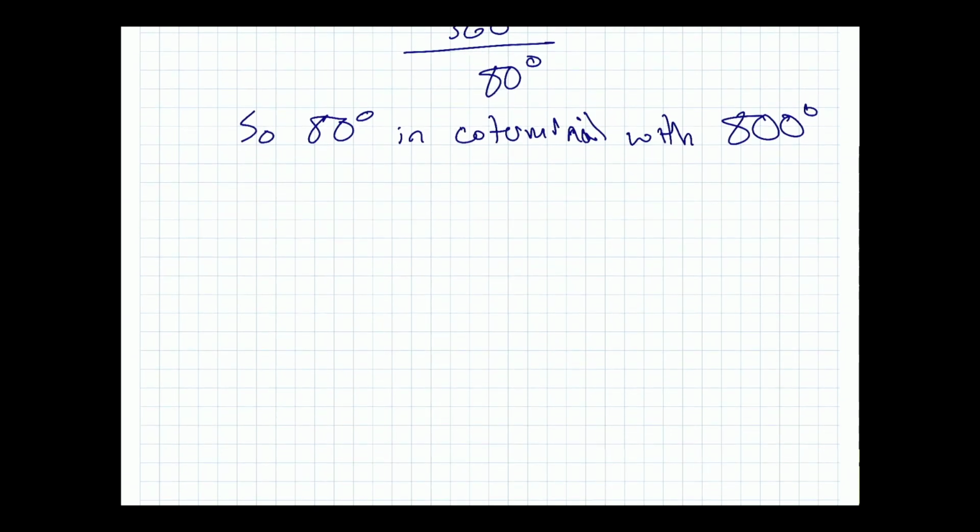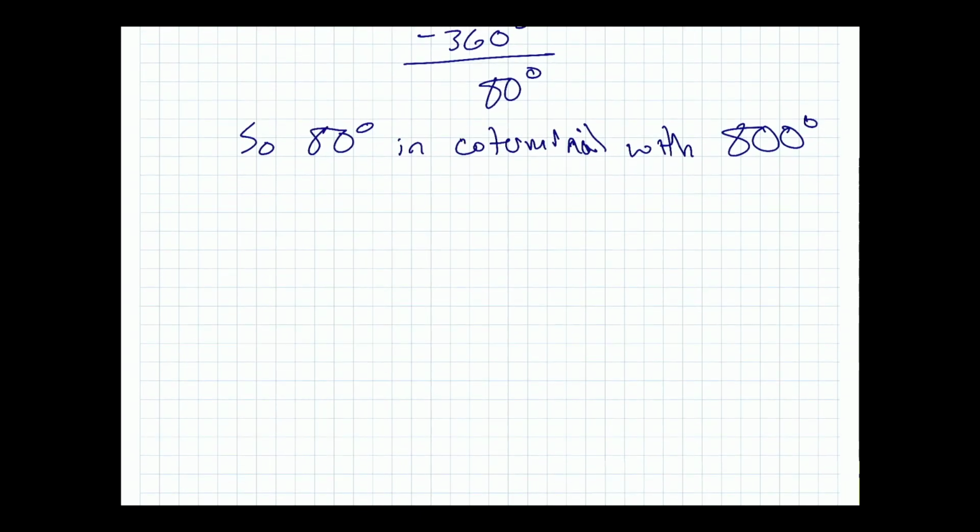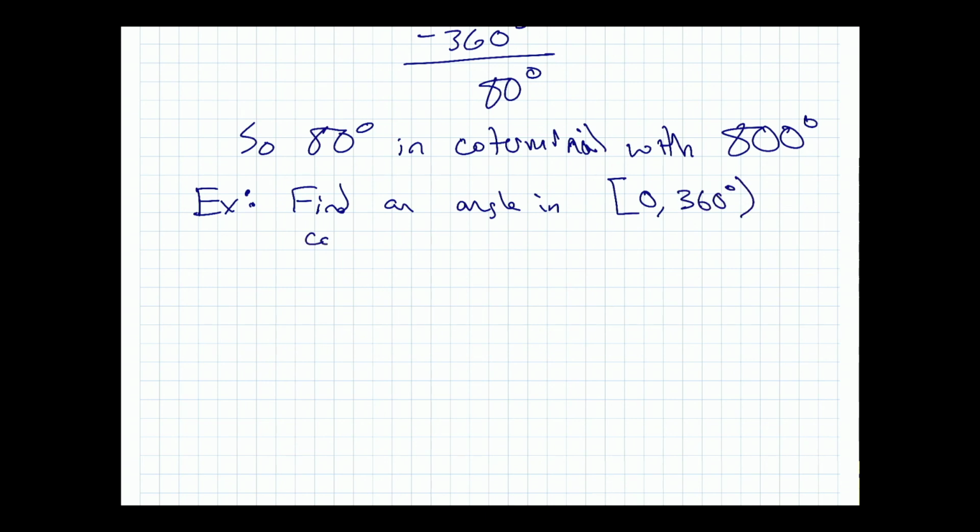If you start out with a negative number, then instead of subtracting 360, you add 360, like so. Example: find an angle in 0 to 360 coterminal with, I don't know, negative 500 degrees. All right, so again, you start with the negative 500.